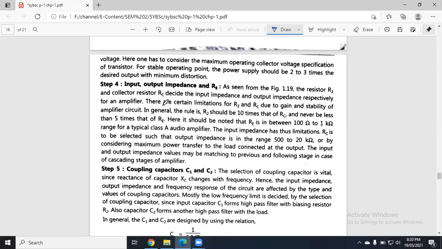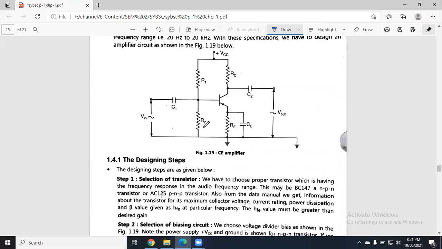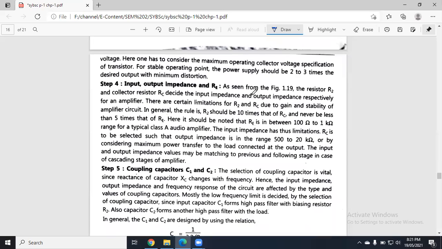So what can we do to match the impedance? In the figure, resistor R2 and collector resistor RC decide the input resistance. As you can see in this diagram, these two resistors, R2 and RC, are used to match the impedance. They decide the input impedance and output impedance respectively for the amplifier. So R2 will decide the input impedance and RC will decide the output impedance.